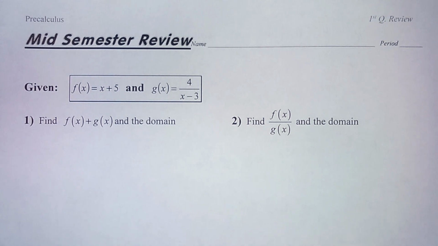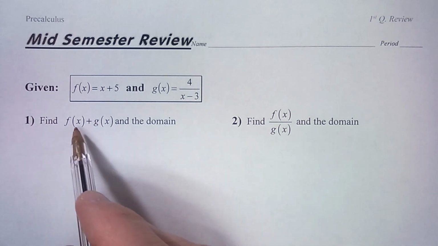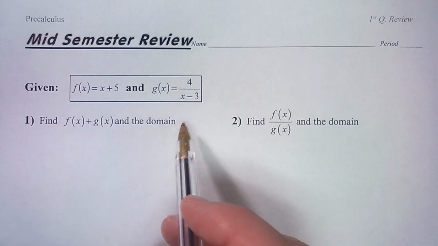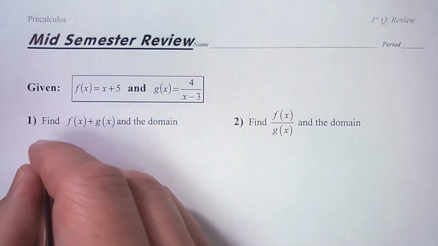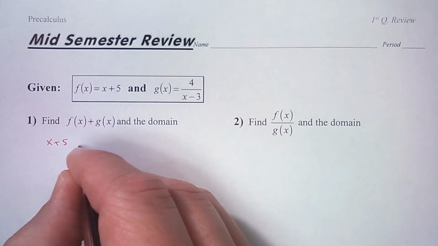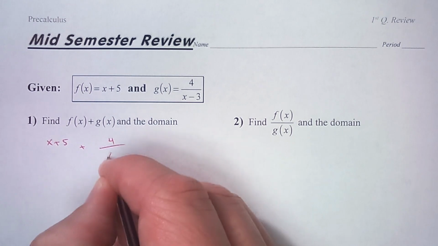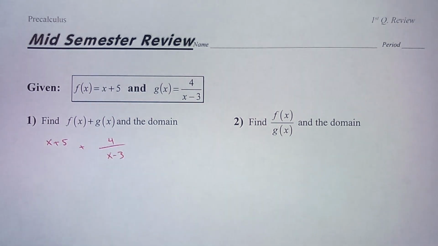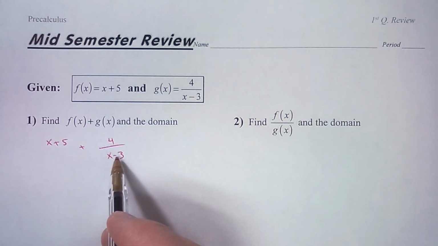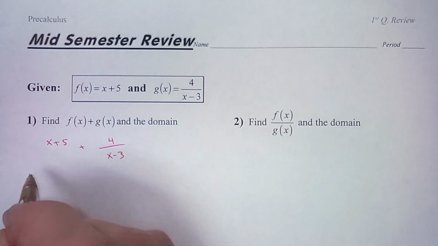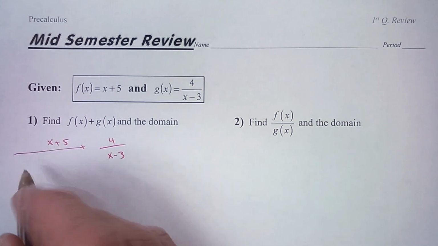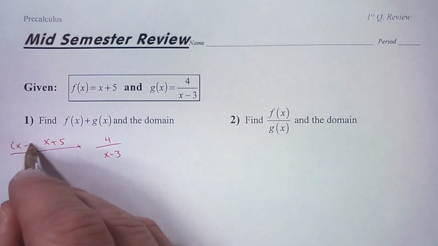So starting with f of x plus g of x and find the domain. So that's x plus 5 plus 4 over x minus 3. In order to add these, I have to have a common denominator. So I need to multiply this one by x minus 3 over x minus 3.